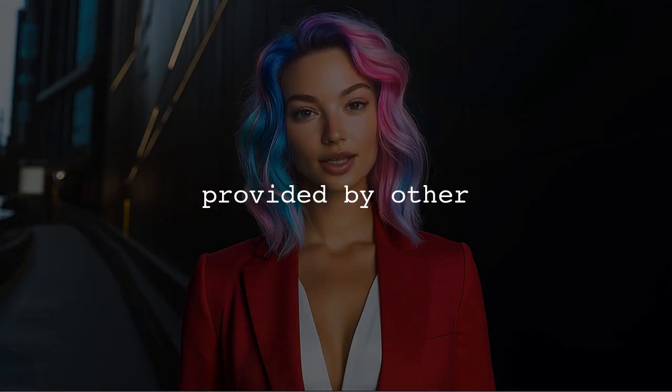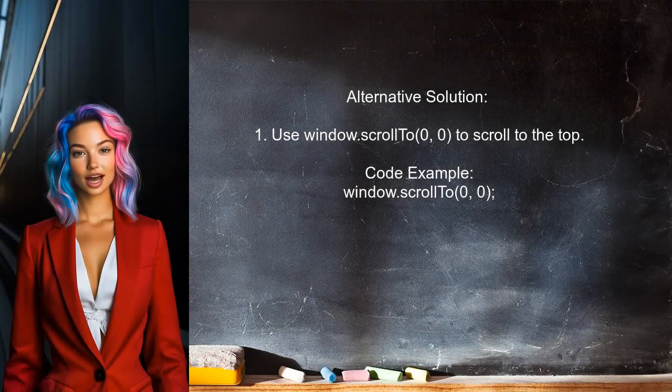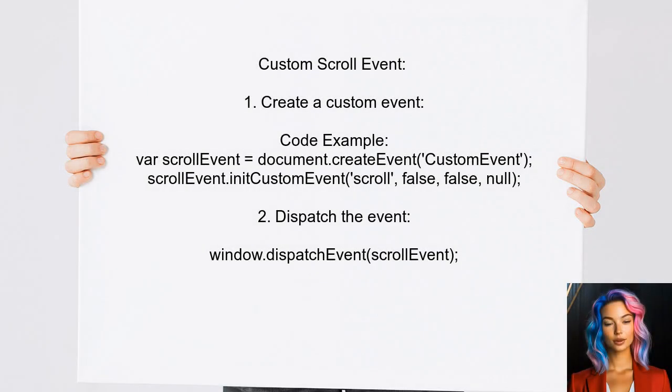Now, let's look at the answers provided by other users. One alternative approach to testing the host listener in Jasmine is to simulate a scroll event using JavaScript. You can achieve this by calling the scrollTo function on the window object. Additionally, you can create a custom scroll event and dispatch it. This can be done by creating a new event and using the dispatchEvent method.